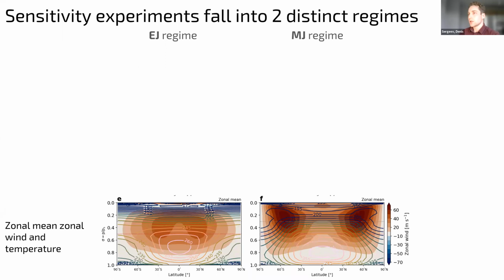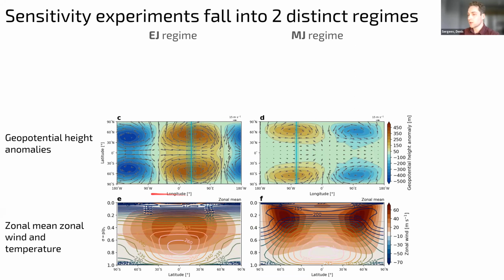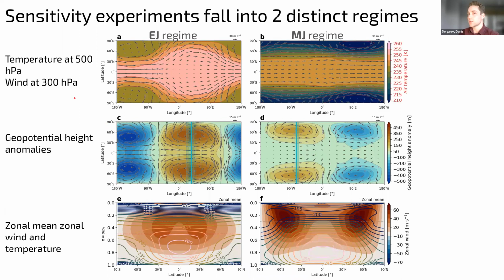We can also look not only at the zonal mean cross-sections of wind and temperature, but also at such key characteristics of the simulation as geopotential height anomalies and temperature in the mid-troposphere, as well as the wind at 300 hectopascals. And you can see that the equatorial jet regime is characterized by this classic, commonly obtained picture with cold Rossby gyres on the night side to the west of the substellar point, and stronger superrotation at the equator, and a relatively low gradient between the equator and the poles.